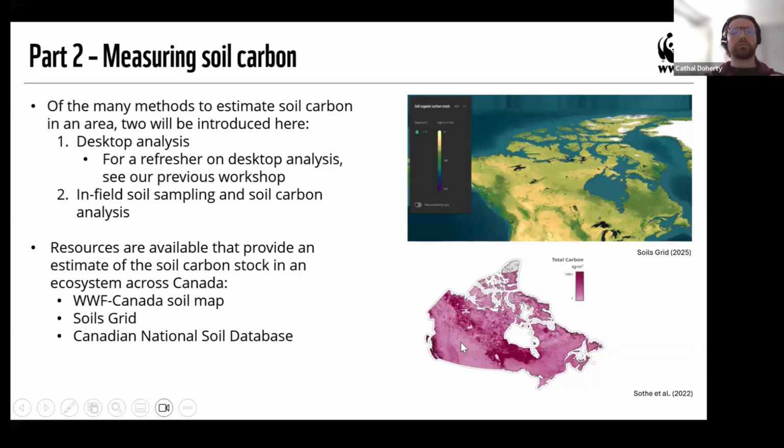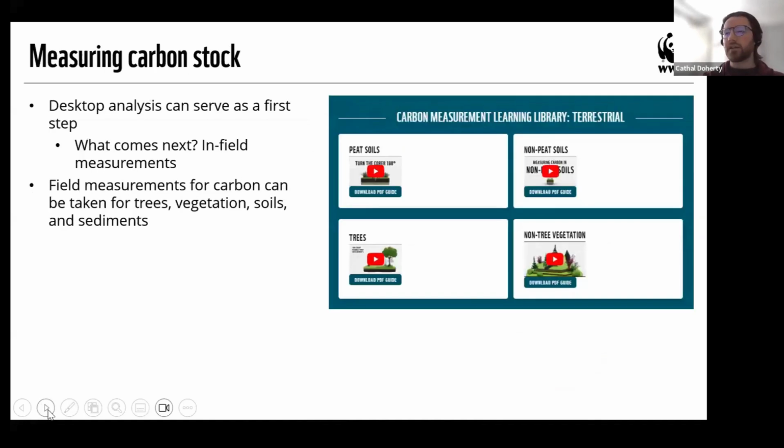So there are many ways to estimate and measure soil carbon. One method is to use existing data on soil carbon and extract those estimates using a desktop analysis. This was covered quite extensively in the first workshop, and that's available online, so I won't go into too many details about that. But below, we just provided a couple of resources that have these open source carbon maps for soils. WWF-Canada is obviously just Canadian specific, but SoilGrids does the entire globe. And of course, the Canadian Soil Information System soil database is also Canadian specific as well. Next slide, please.